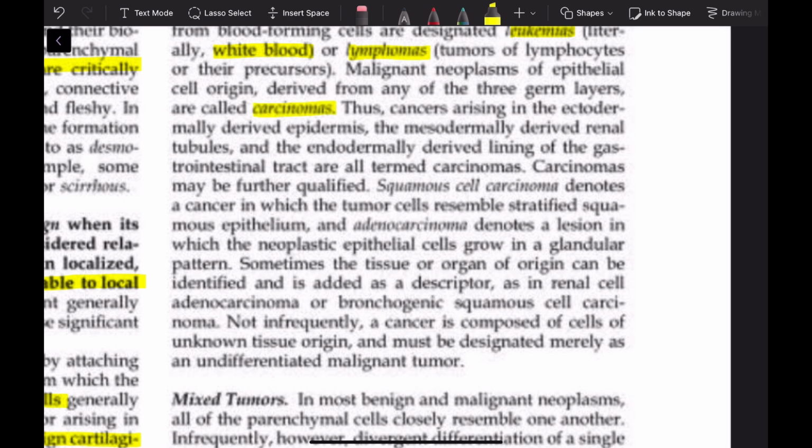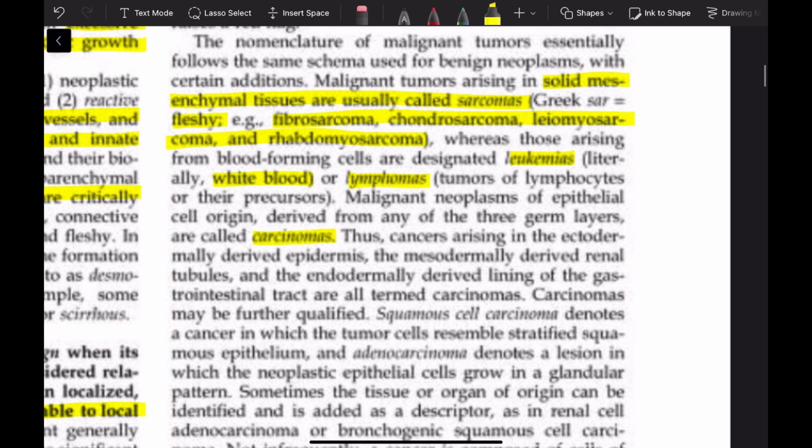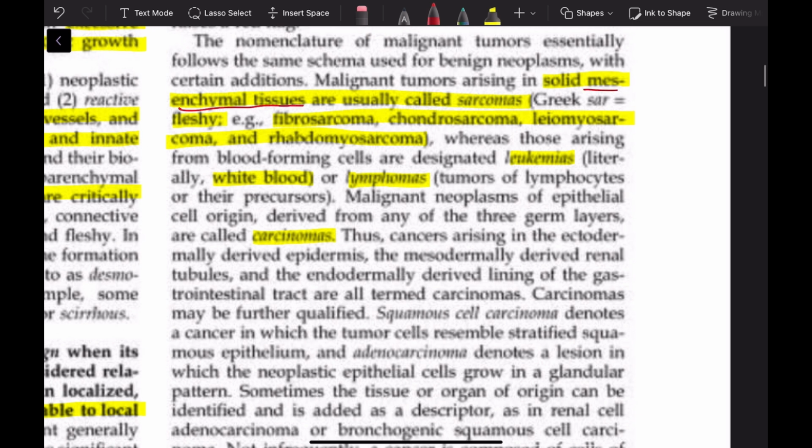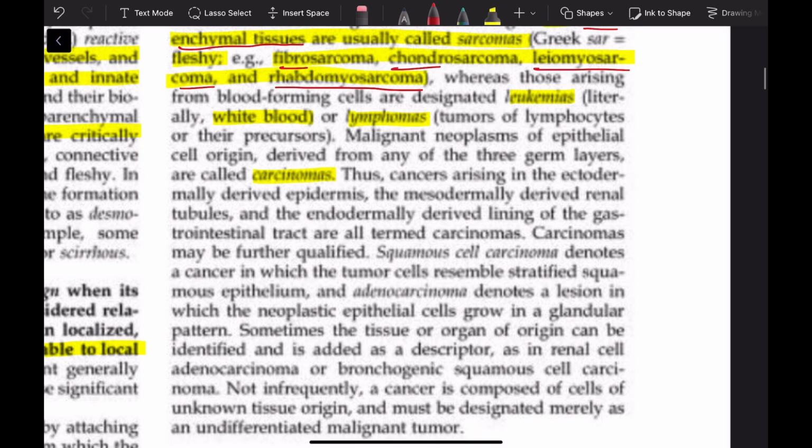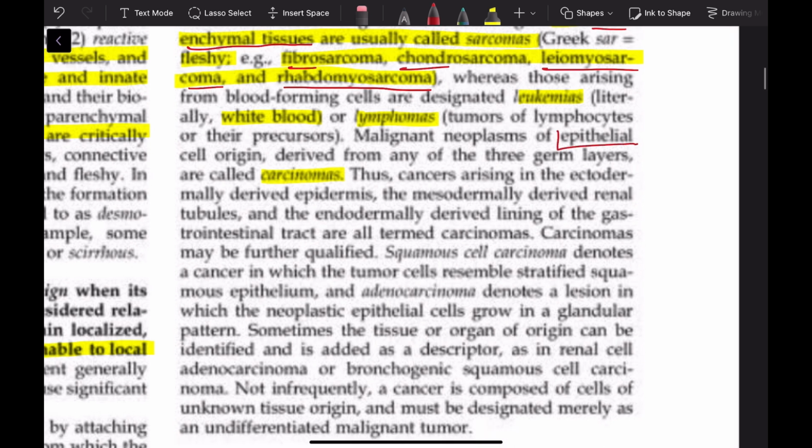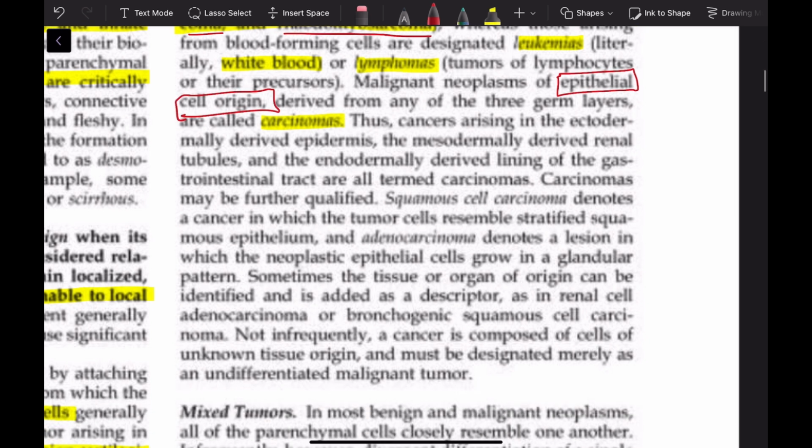What is the difference between a sarcoma and a carcinoma? If it is derived from a solid mesenchymal tissue like your fibroblast, your chondroblast, your smooth muscles and your skeletal muscles, mesenchymal tissues, we call it a sarcoma. And if it is derived from the epithelial, if it is of epithelial cell origin, we call it as carcinomas. Thus, cancers arising in the ectodermally derived epidermis, the mesodermally derived renal tubules, and endodermally derived lining of the gastrointestinal tract are all termed as carcinomas.